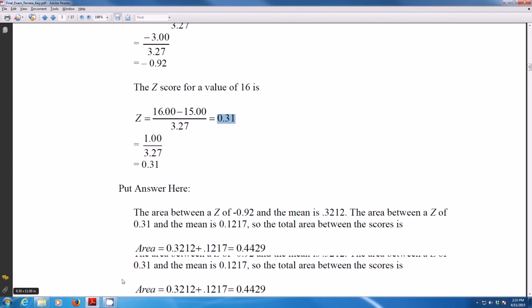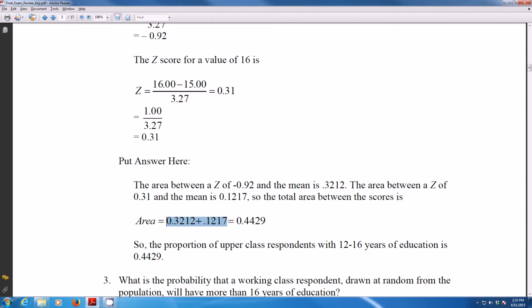And so if I just add those two areas together, I get the answer to my question. And the answer turns out to be 0.4429. And so I can say that about 44.29% of upper class respondents have between 12 and 16 years of education.